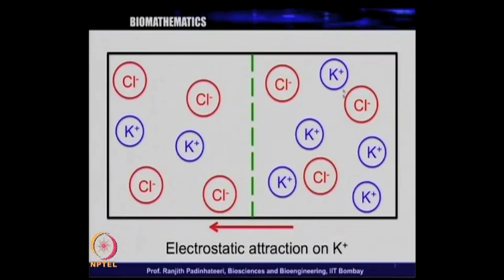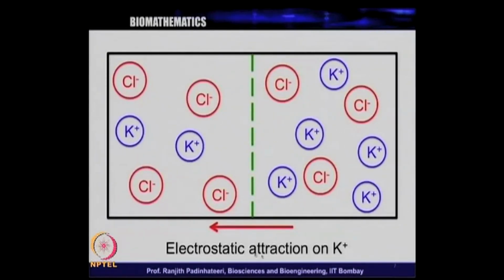So, this side of the semi permeable membrane will be more and more positively charged, and on the other side there are more and more Cl minus, because Cl minus cannot go. So, we will end up with more positive charges on one side and more negative charges on the other. What will happen then? The K plus will be attracted back by these negative charges, and these negative charges will attract the positive charges.